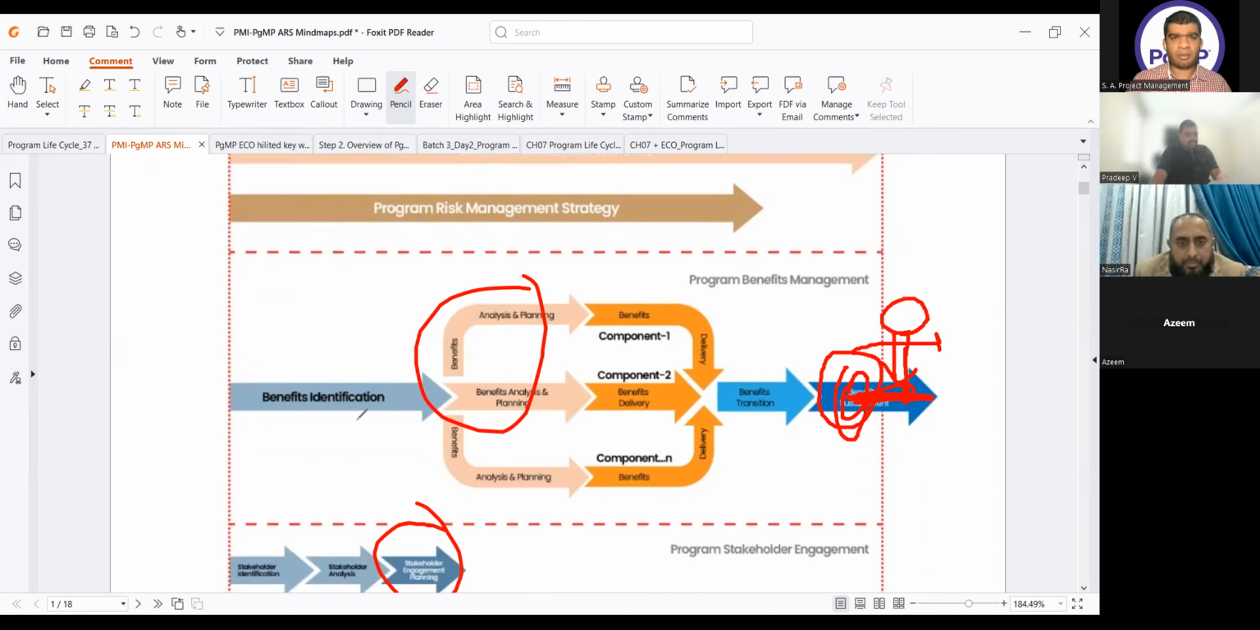Where you will put the benefits, the first one is benefit identification, where you will identify the benefits and input them in the benefit register.